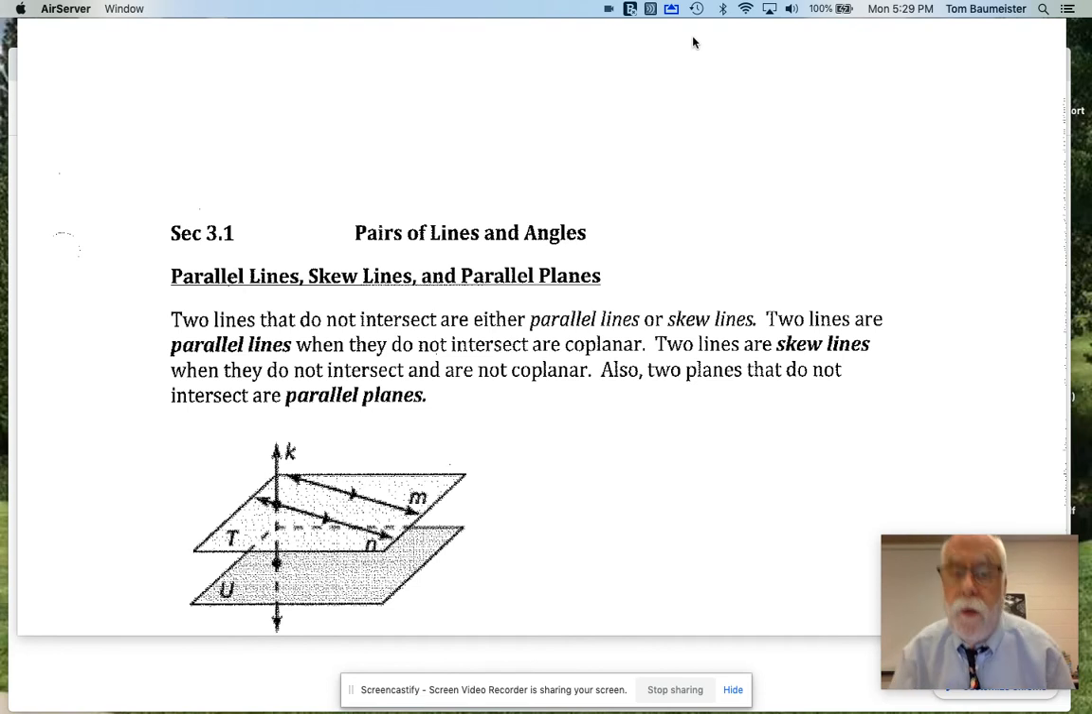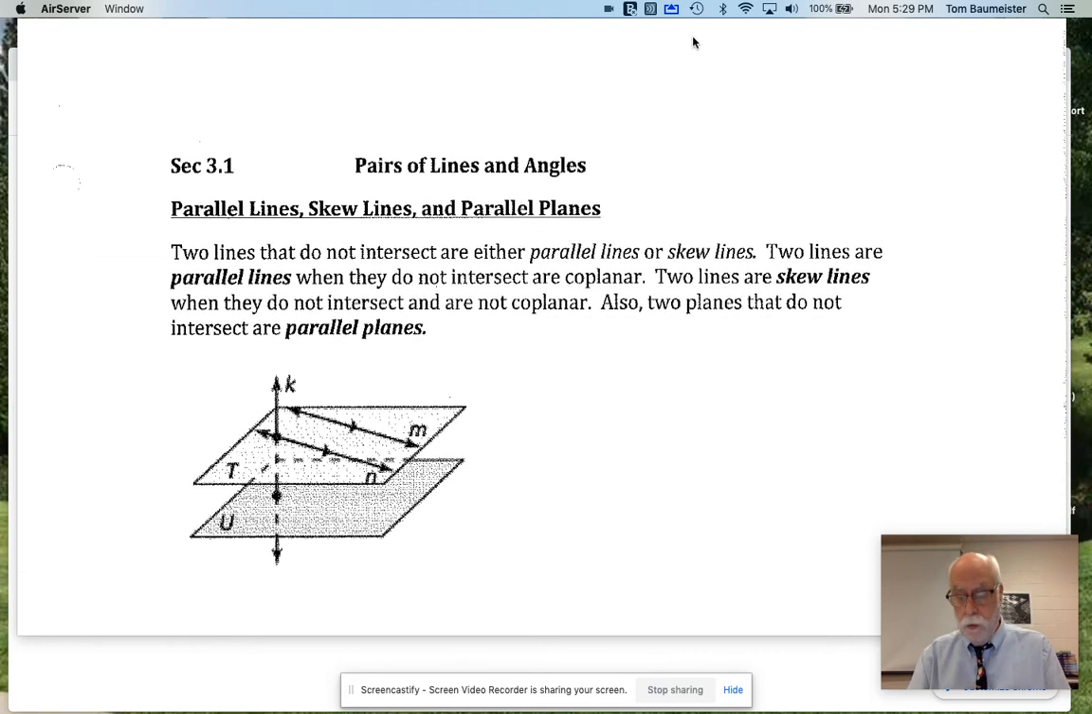All right, Chapter 3, Section 3.1, Pairs of Lines and Angles. First thing we're going to talk about are parallel lines, skew lines, and parallel planes. Two lines that do not intersect are either parallel or skew lines. Two lines are parallel when they do not intersect and are coplanar. Remember, coplanar means they lie on the same plane. Two lines are skew lines when they do not intersect and are not coplanar. Also, two planes that do not intersect are called parallel planes.